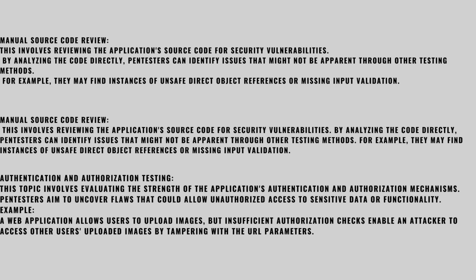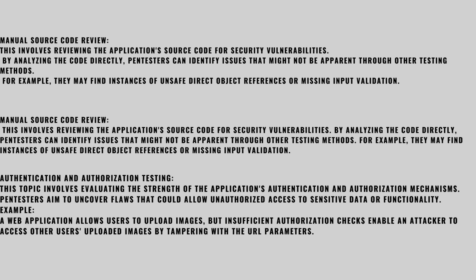Manual source code review. This involves reviewing the application's source code for security vulnerabilities. By analyzing the code directly, pen testers can identify issues that might not be apparent through other testing methods. For example, they may find instances of unsafe direct object references or missing input validation. Example: during a manual code review, a pen tester discovers that the application lacks proper input validation on a user registration form. This oversight allows an attacker to inject malicious code through the form, leading to potential SQL injection attacks.